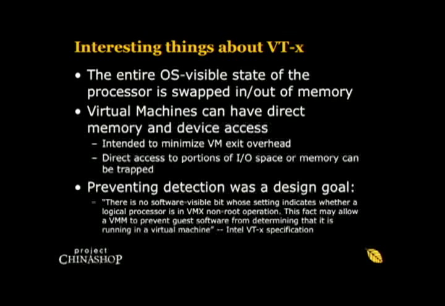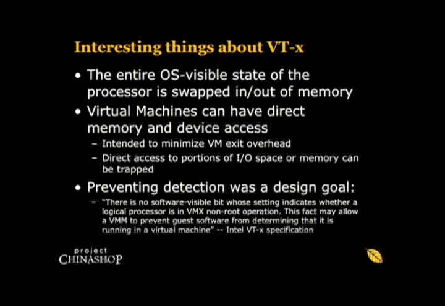What makes VT-x interesting is that the entire OS visible state is swapped in and out of memory, which makes it fast and easy, and allows you to do things like save all the OS state to disk and resume the VM later. And like I said, it allows for direct memory and device access. This allows us to do fun things like migrate OSs into VMs on the fly, because after the transition, nothing has changed for them.